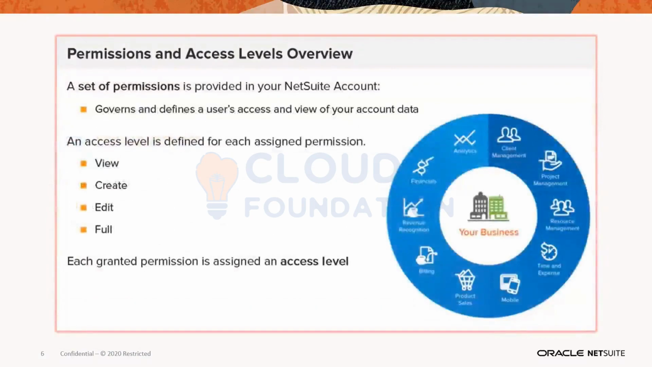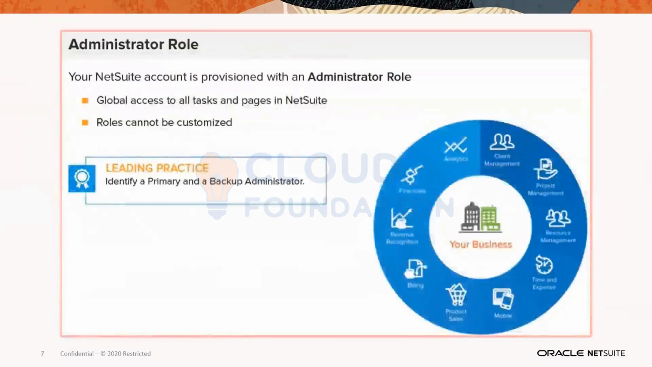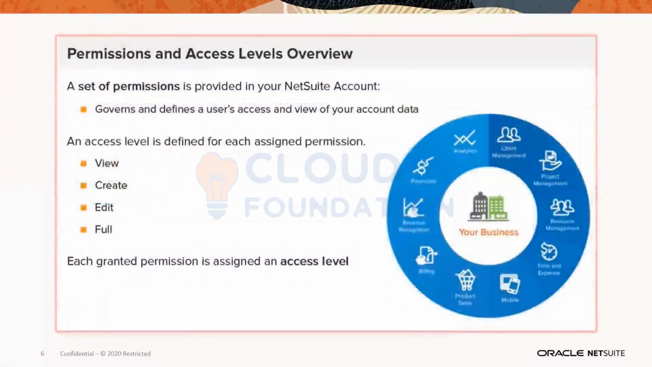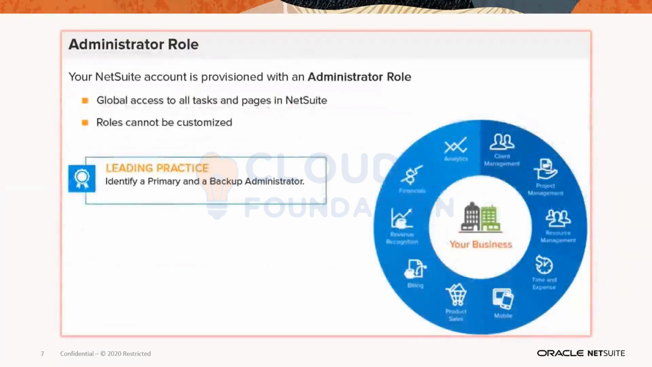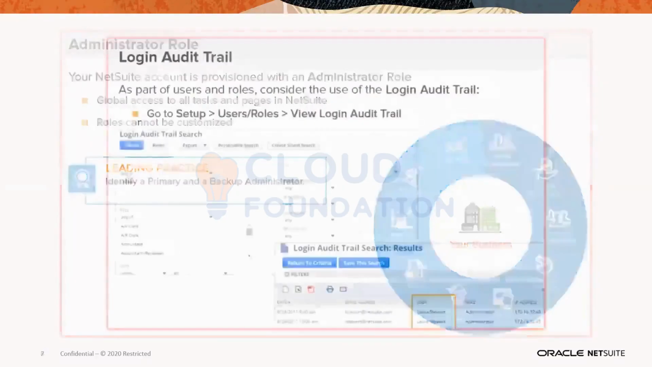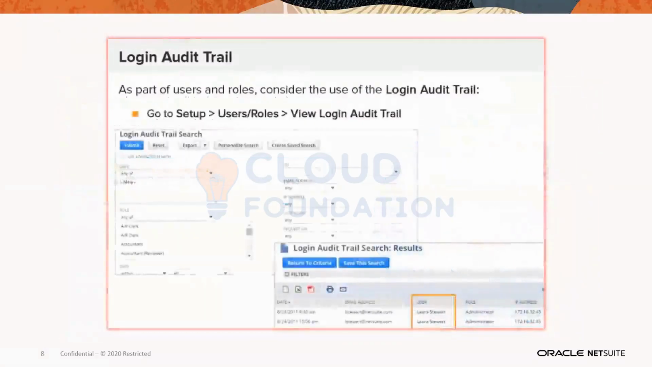If you remember, these are the 4 levels that we spoke about yesterday: view, create, edit and full. So you know what each one of these is. View is only view. Create is view and create. Edit is create, view and edit. Full is create, view, edit and delete. Roles can be customized. I have shown you yesterday how roles can be customized.